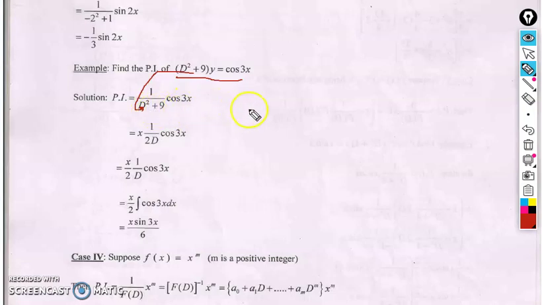You can easily recognize that if we replace D square by minus 3 square, the denominator becomes 0. If the denominator becomes 0, you cannot apply this rule. In that case, we take x outside from the operator and differentiate the denominator with respect to D: D square becomes 2D, and this one becomes cos 3x. When we integrate cos 3x with respect to x, the integration of cos 3x is sine 3x by 3. For that reason, we write the particular integral.